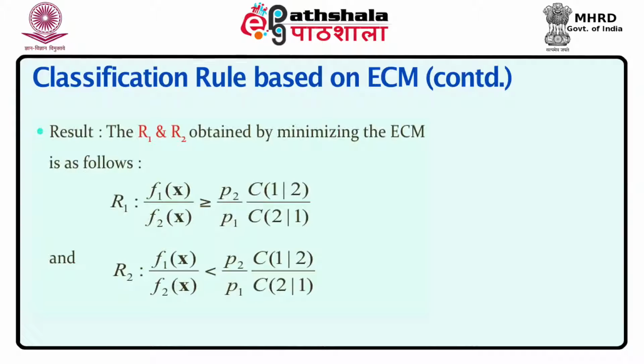So what we do to find a minimum ECM is to relate the ratio of the densities with the product of the two ratios of the prior probabilities and the cost. If the first is greater than the second, then we place the individual in R1. If the second is greater than the first, then we place the individual into R2 and hence into the second group.